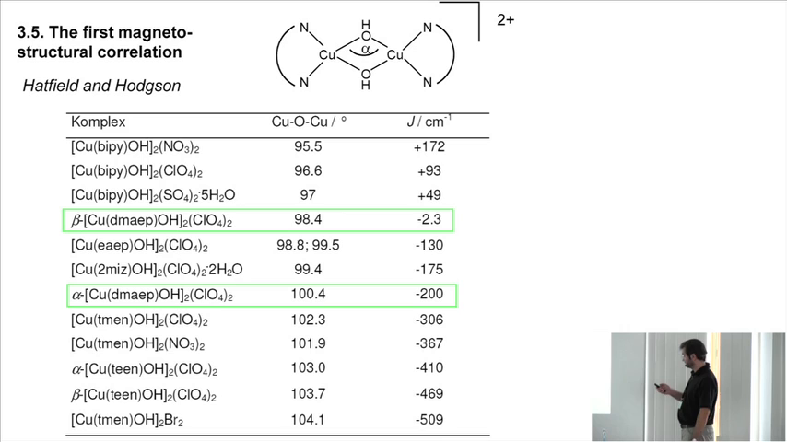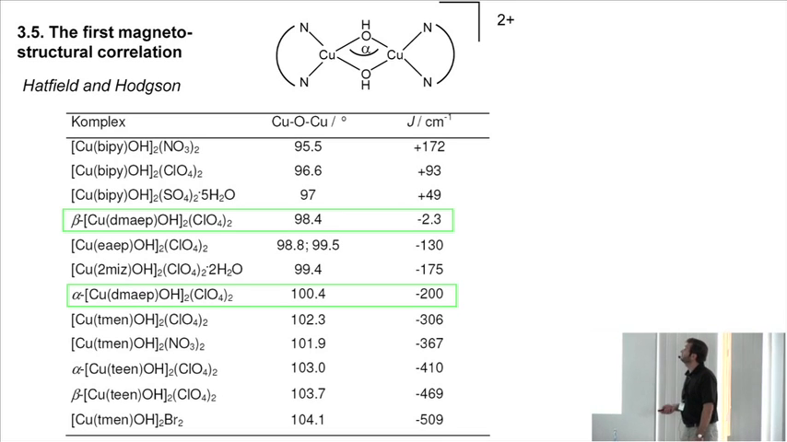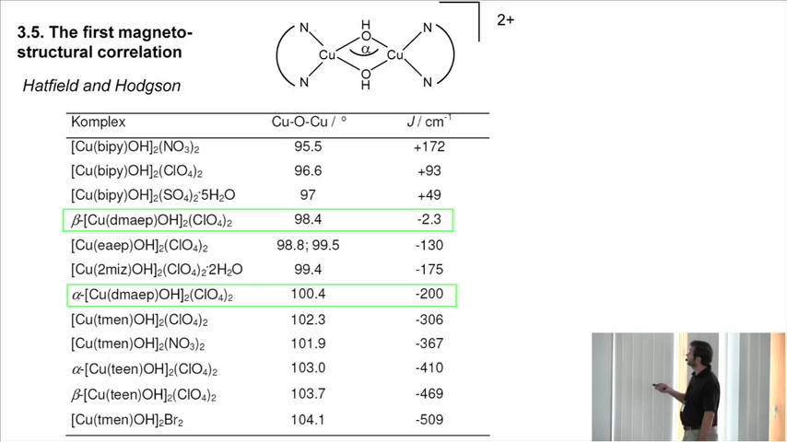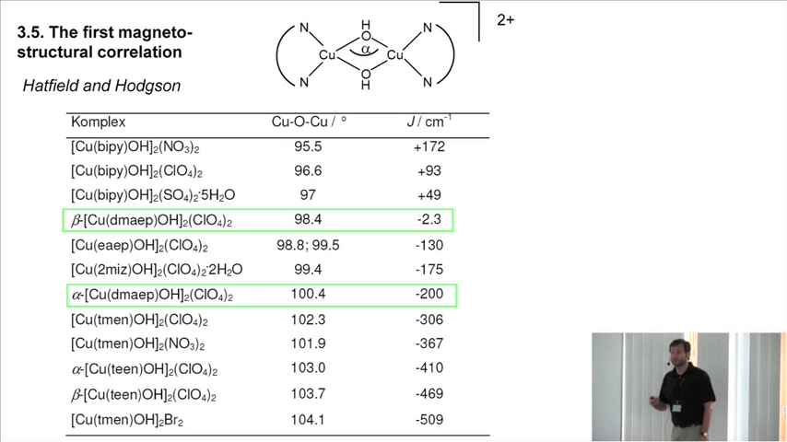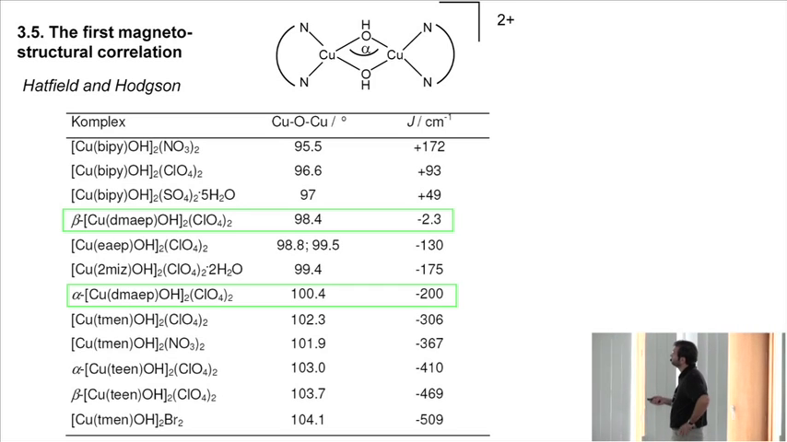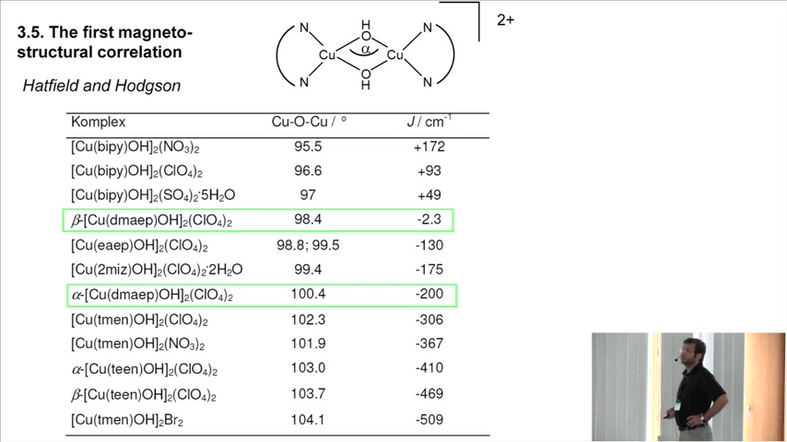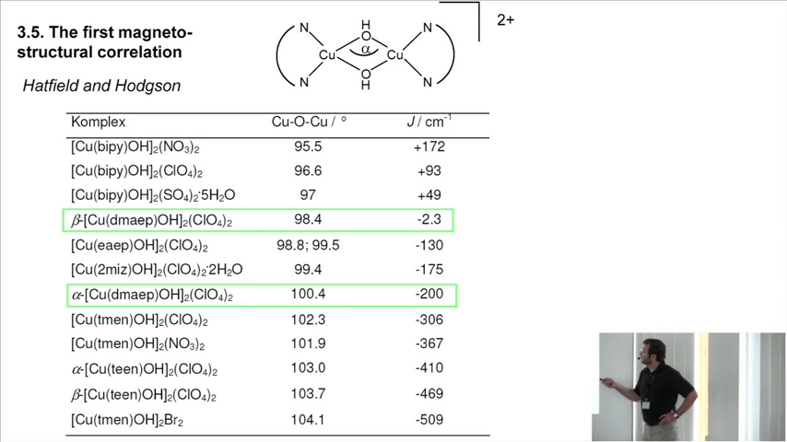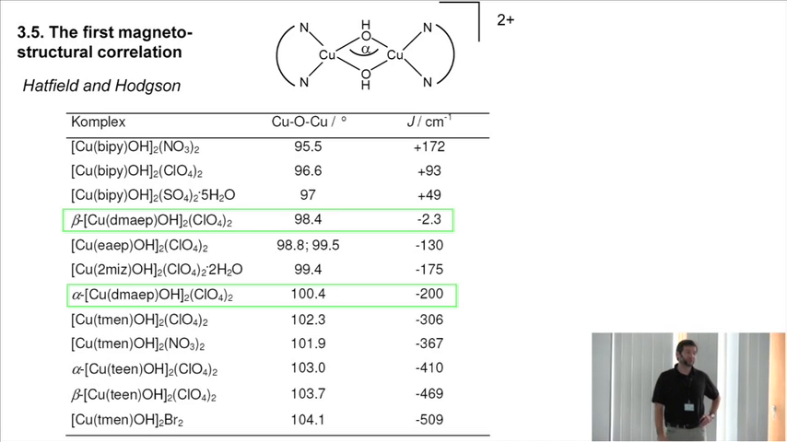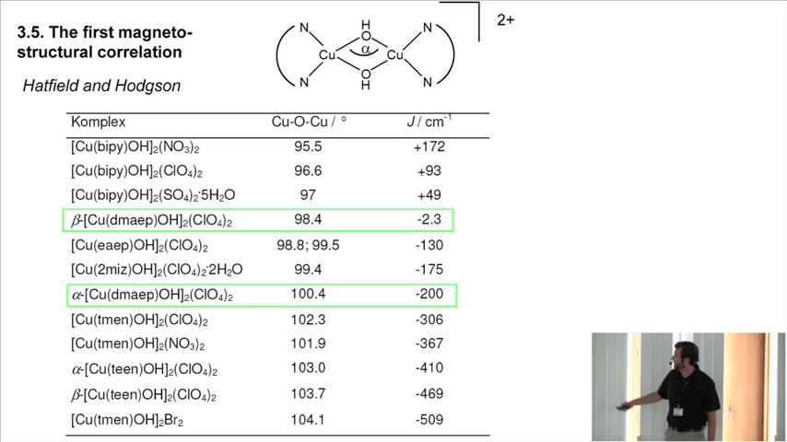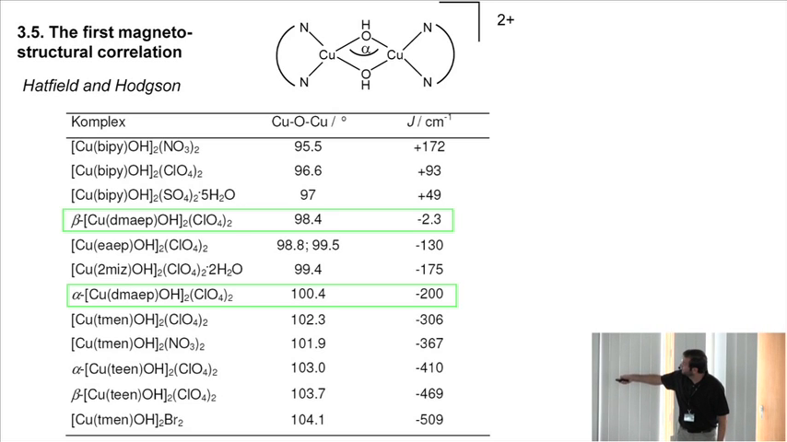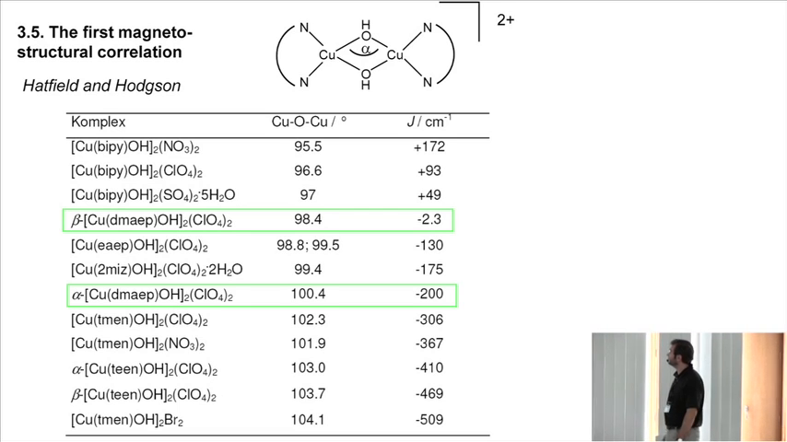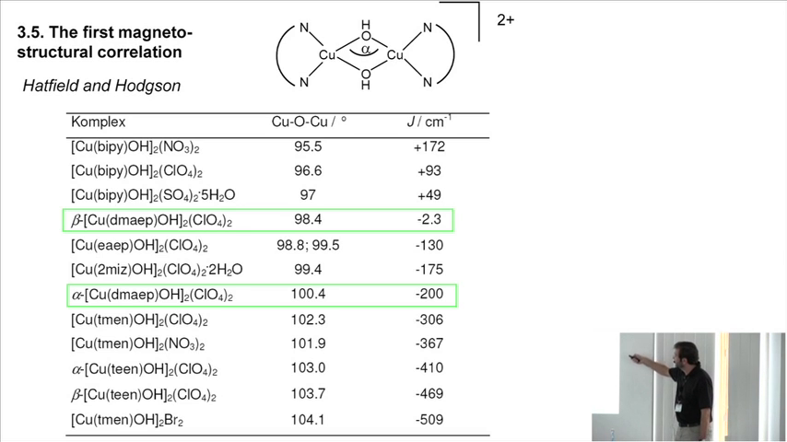So these recipes have been applied to a very, very famous class of compounds by Hatfield and Hodgson, which came to the first experimental magnetostructural correlation. We look at dimeric copper compounds, copper 2, with a bidentate nitrogen ligand. So here is a list. All of these compounds have this kind of structural motif. And it doesn't matter what the names of the ligands mean, because they are simply bidentate nitrogen donor ligands. And here, this is the measured exchange coupling constant.